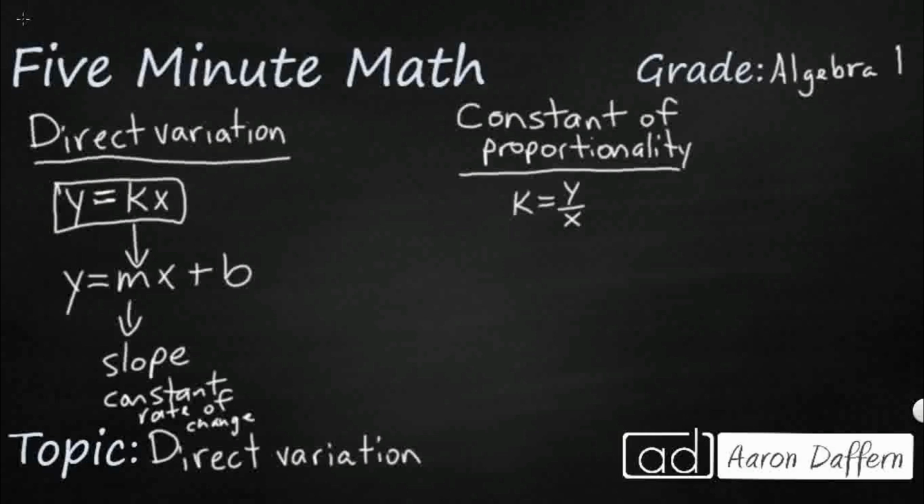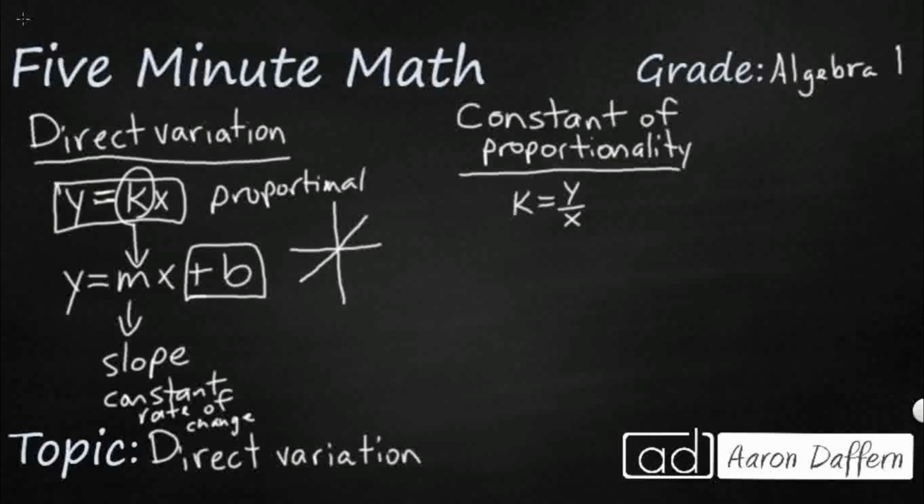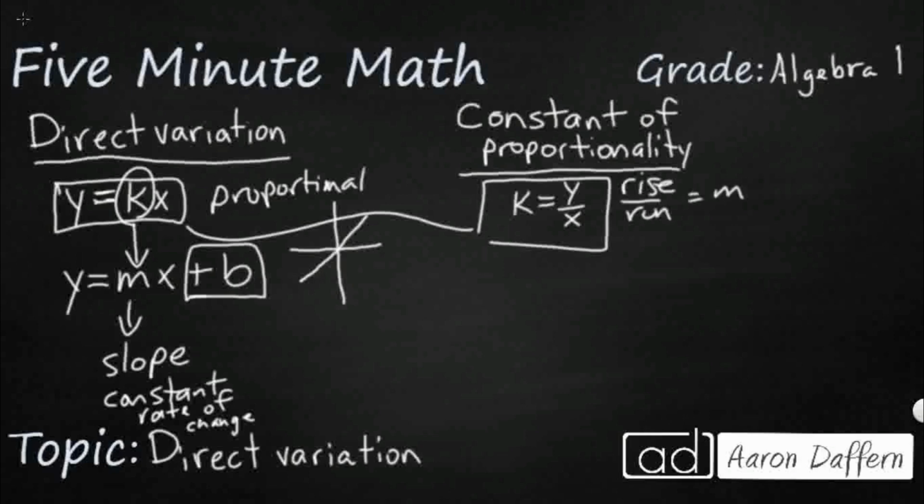The big difference here is that it's directly proportional, which means there is no y-intercept that is different than 0. So if you were to graph something that goes through direct variation, it is always going to go through the origin, whereas the slope-intercept form plus b lets you know that it does not start at the origin. And how we find this k, this constant, is we use this formula, k equals y over x. Remember, that's the rise over run, so that's just our slope.